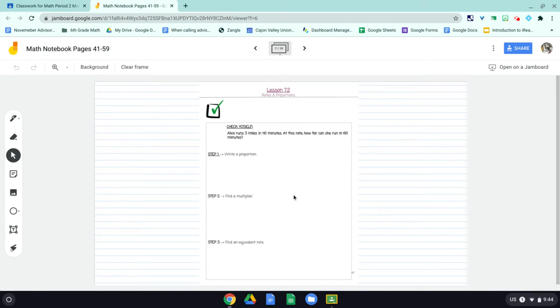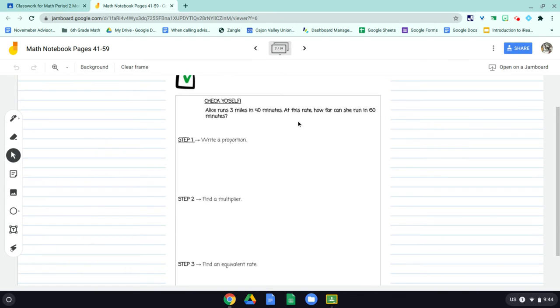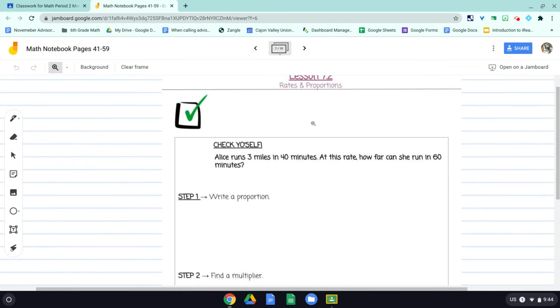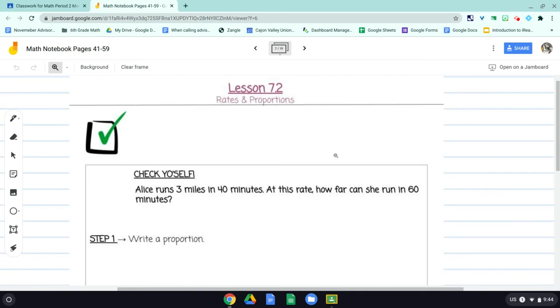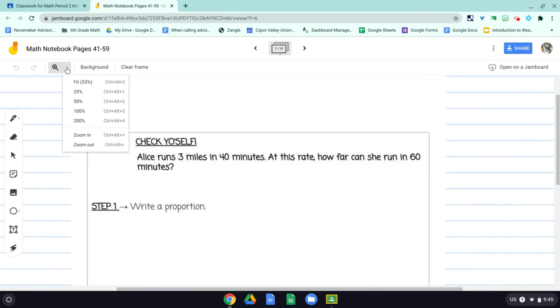Mr. Jankowski, for notes again. We're on page 47, and this is another example about using rates and proportions to solve a problem. So I'm going to zoom in, and again, we're on page 47 of our math notebook. I'm going to zoom in and take a look at the problem we have up here. And it looks like there are 3 steps that we need to try to use to solve this problem. So we'll start with step number 1, go to step number 2, and then step number 3.